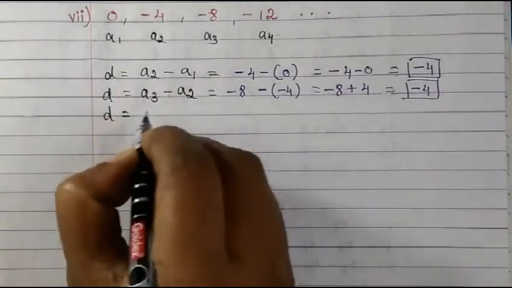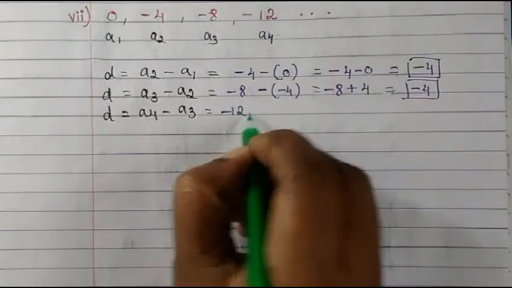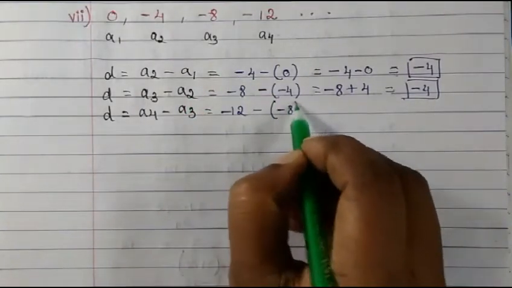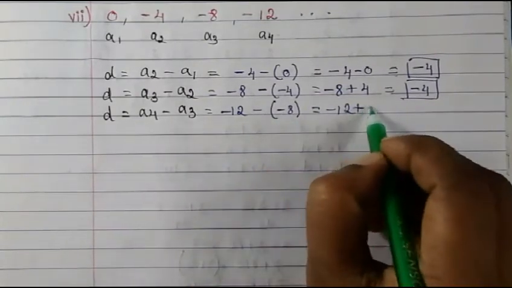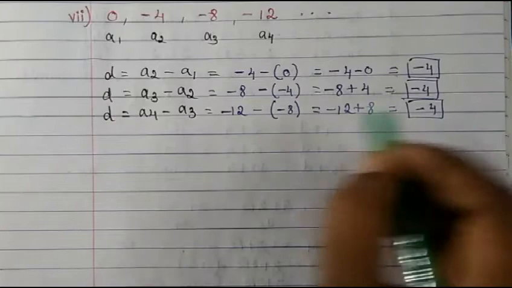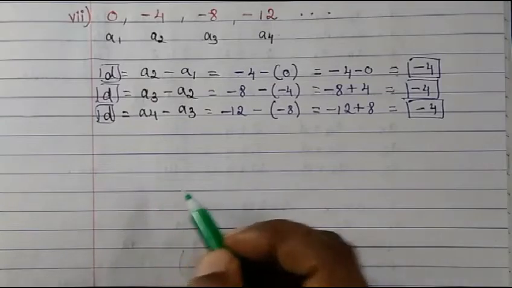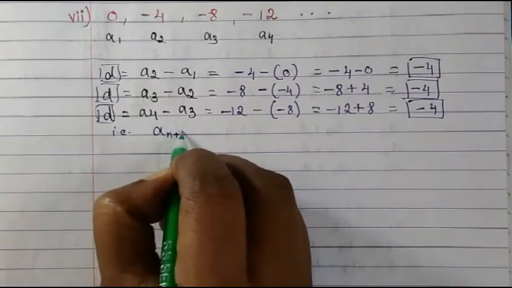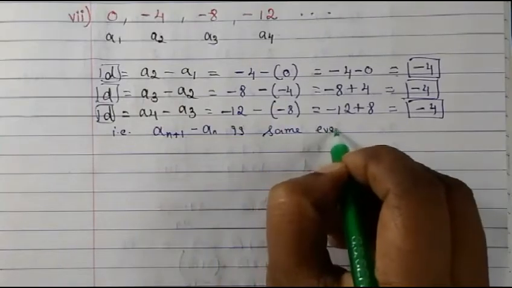So D equals A4 minus A3. A4 is minus 12 minus, always write the second term inside the bracket, then you won't make any mistake, otherwise there is a chance of making a mistake. So minus 12 minus into minus becomes plus 8, which will give us again minus 4. So all these are D values, and the D value is the same everywhere. That is, A(n+1) minus A(n) is the same every time.